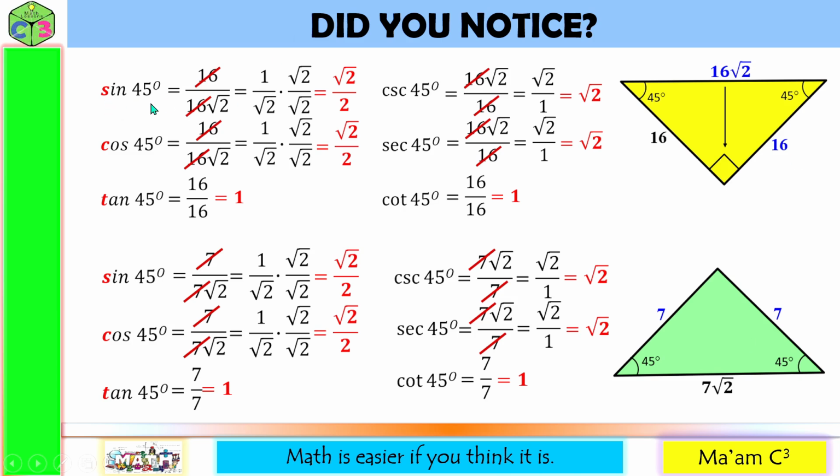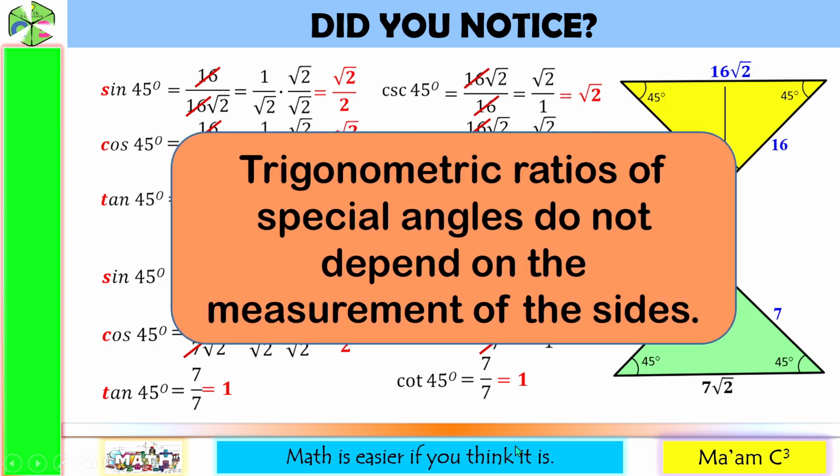Sine 45 degrees, for instance, is square root of 2 over 2. The sine 45 degrees in this triangle is also square root of 2 over 2. And it is the same thing for the remaining trigonometric ratios. Even though we have different measures of the triangles, we still have the same answer for the 6 trigonometric ratios of 45 degrees. And why is that? Because trigonometric ratios of special angles do not depend on the measurement of the sides.